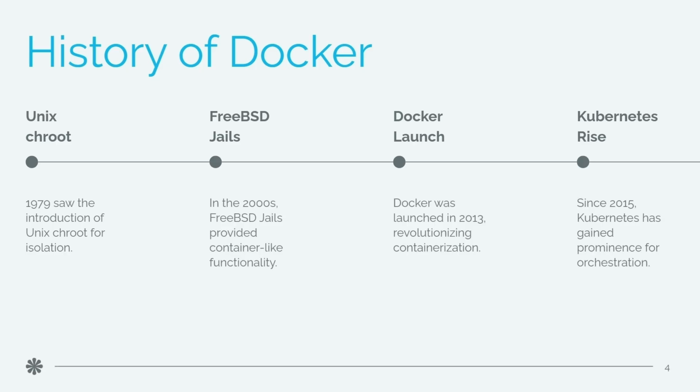Here's a brief history. Containerization isn't entirely new. In 1979, Unix introduced chroot for process isolation. In 2000, FreeBSD jails provided early container-like environments. Then in 2013, Docker made this concept simple and developer-friendly, marking the real revolution. And by 2015, Kubernetes emerged as the go-to tool for managing and scaling containers.